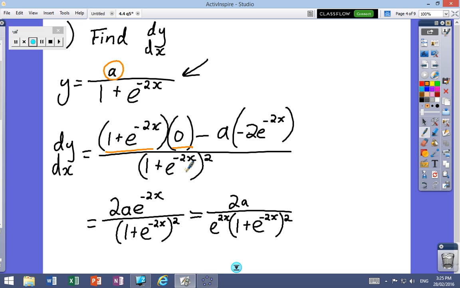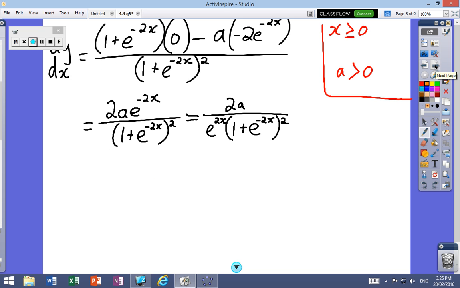And just tidying up from here, that whole section disappears, and we're left with minus a times minus 2, which would be positive 2a e to the minus 2x. Now this part here has a negative power, so we can drop it underneath, and this is our final answer to the differentiation of the original function. This next part, what's happened here?